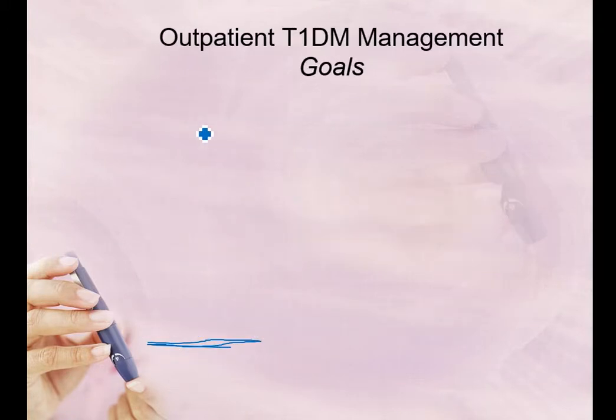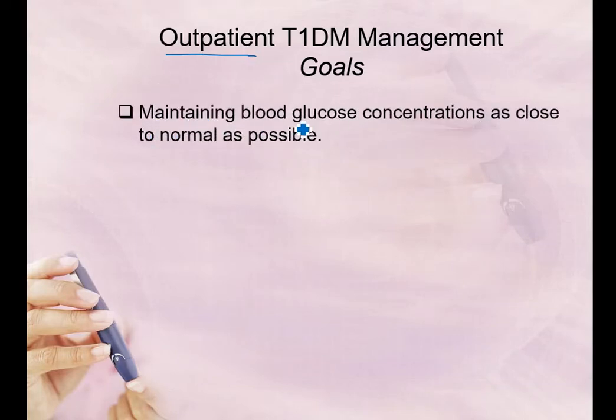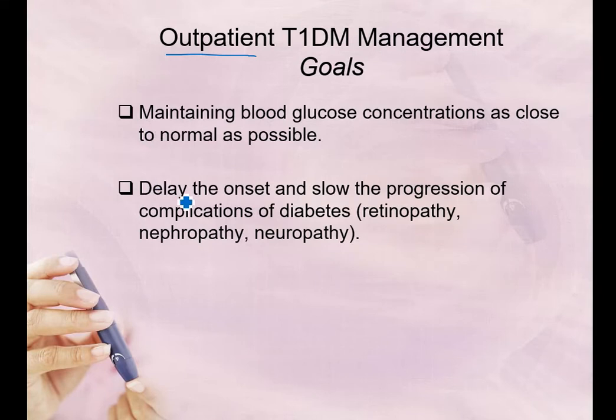The outpatient management of type 1 diabetes mellitus. The aim of outpatient therapy is to maintain blood glucose concentration as close to normal as possible. This will prevent or delay the development of complications and slow the progression of complications like retinopathy, nephropathy, and neuropathy, and make the patient live as a normal person as much as possible.